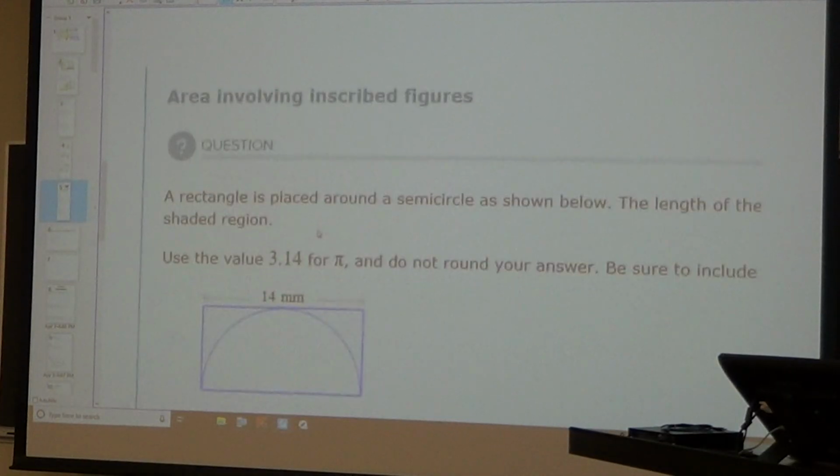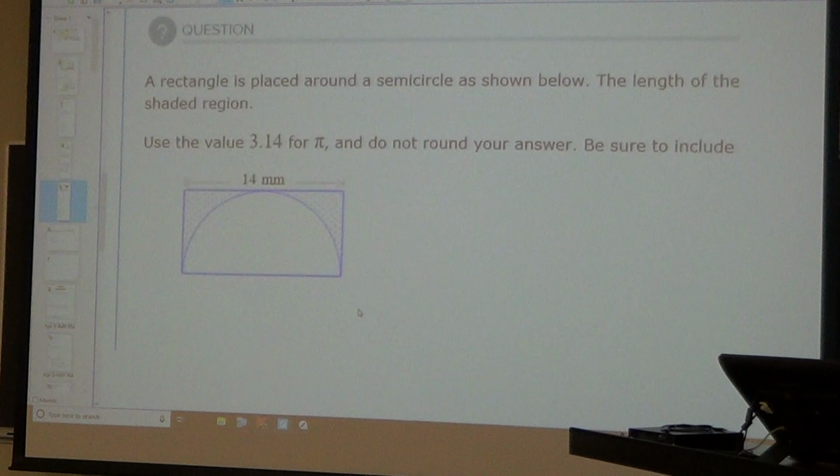All right. Look at that one, y'all. T-Rex. That's a half circle, and kind of a rectangle.